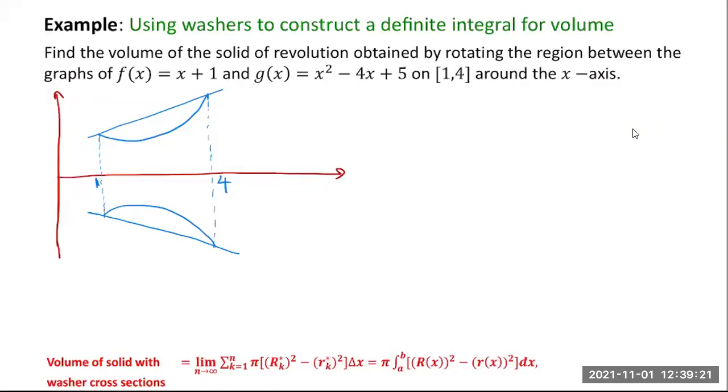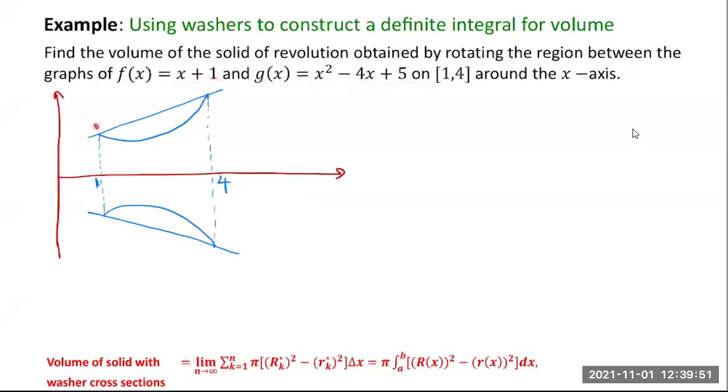All right, here is the example that I want to look at. Find the volume of the solid of revolution obtained by rotating the region between the graph of f of x equals x plus 1 and g of x equals x squared minus 4x plus 1 on the interval 1, 4 around the x-axis. First of all, let's try to identify the region between these two graphs on the interval 1, 4.